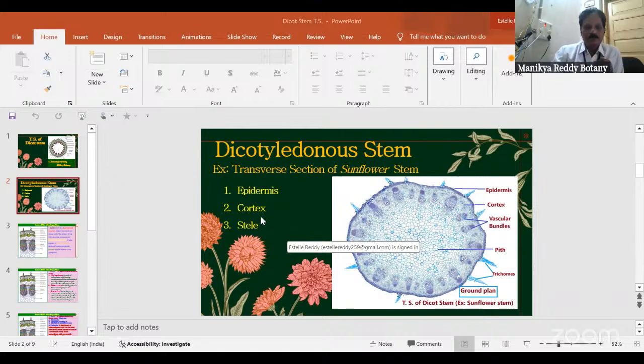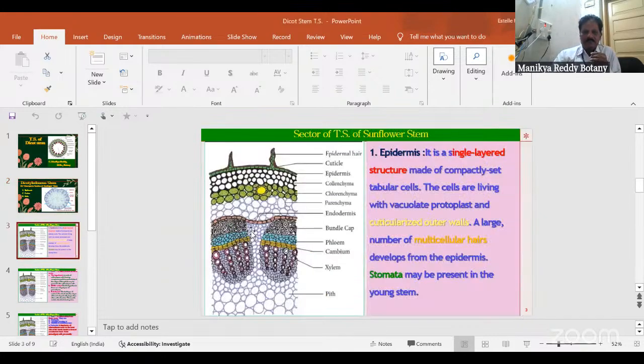TS of dicot stem shows three parts: epidermis, cortex, and stele. Epidermis is the outermost layer. If you enlarge this part, you can see this structure. This is the enlarged portion. This is also called as sector. This is epidermis. Epidermis is a single layered structure.